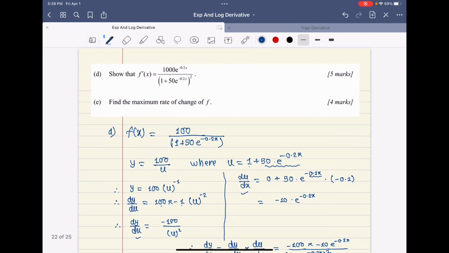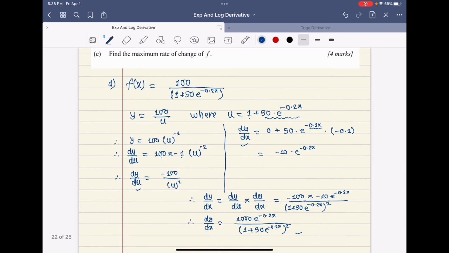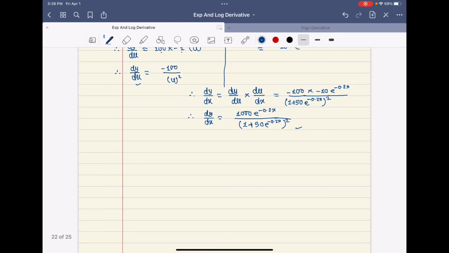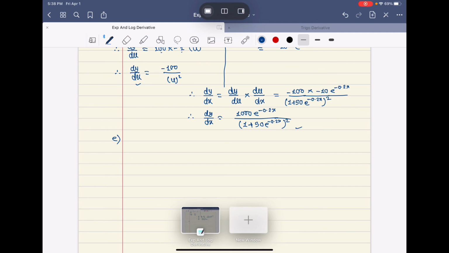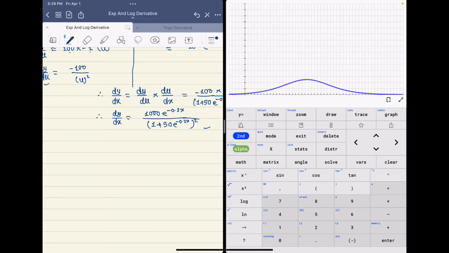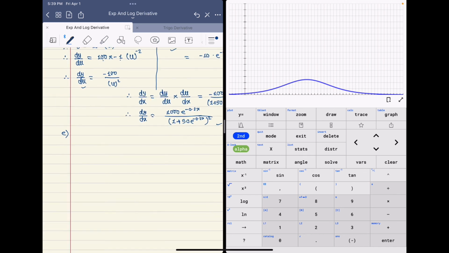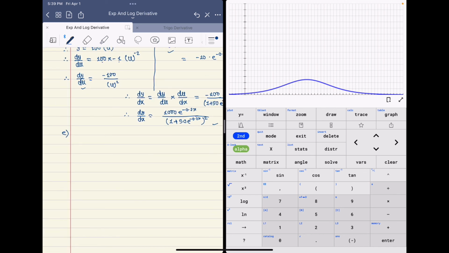Last part. Find the maximum rate of change of f. Maximum rate of change of f means your derivative. The derivative is already here. We have to type this equation on your graph, and where you can see the maximum point, that would be your answer. So again, I'm going to the graph and typing the same equation. I will graph it. I can see the graph properly. Now your main thing is you have to sketch this graph and find this point. First thing, I will find the maximum point because that is your maximum rate of change.